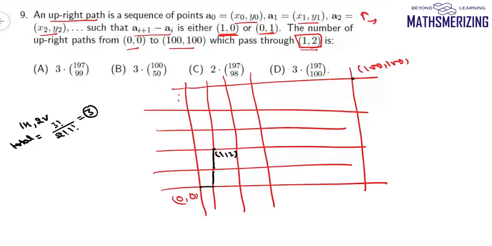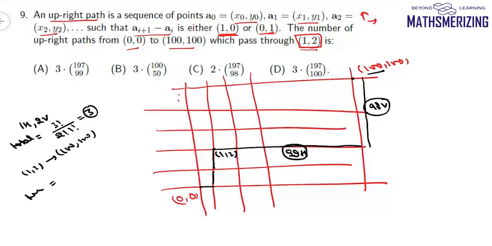If we have to reach (100, 100) from (1, 2), then we'll need to cross 99 horizontal paths and we'll need to cross 98 vertical paths. Now in how many ways can we arrange these 99 horizontal and 98 vertical paths? From (1, 2) to (100, 100), the total number of arrangements will be 99 plus 98, so it will be factorial 197 divided by factorial 99 into factorial 98.